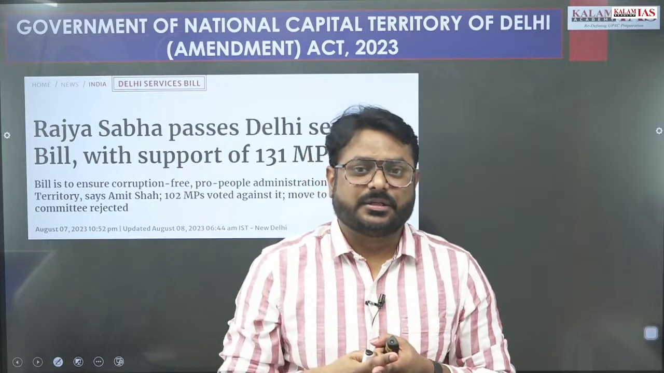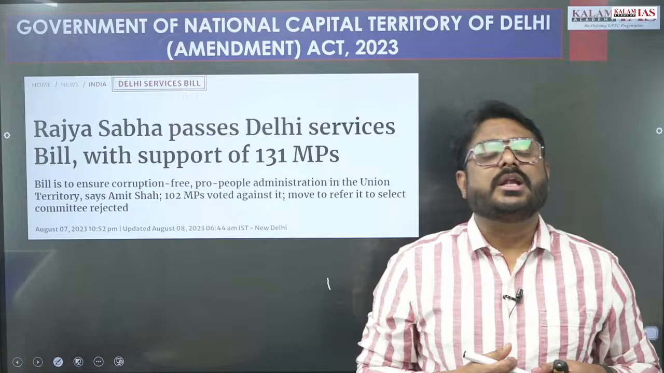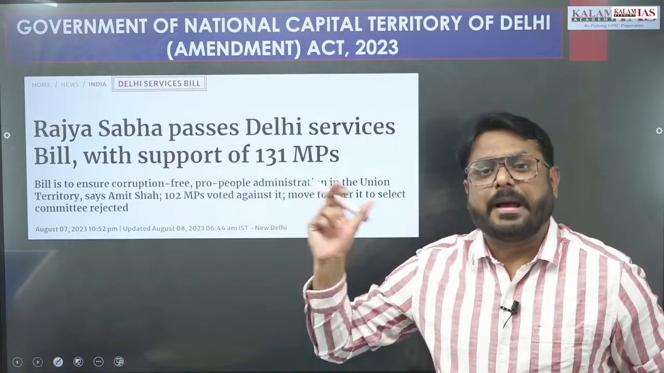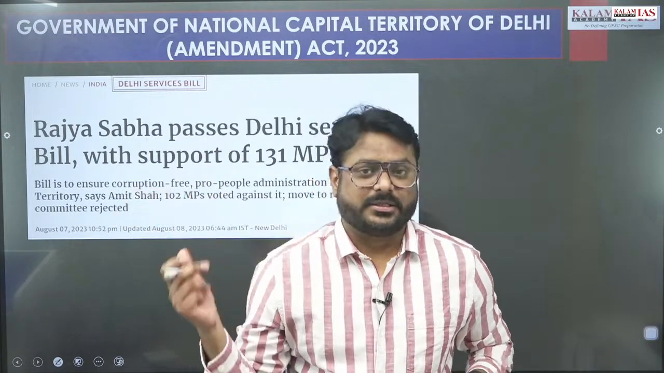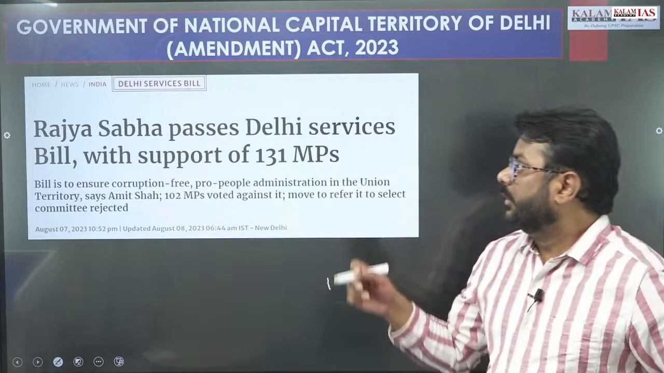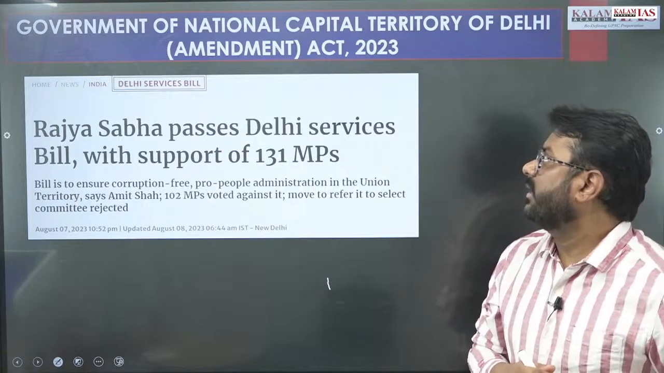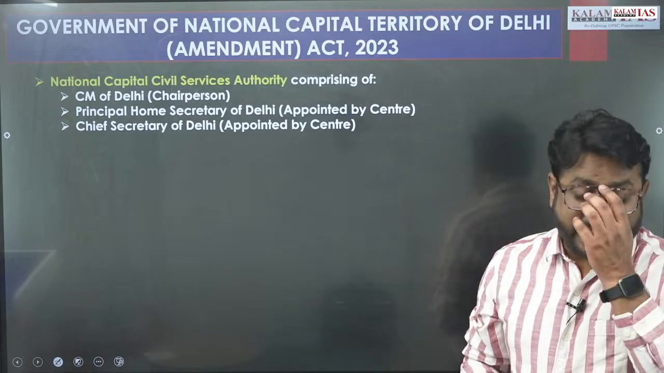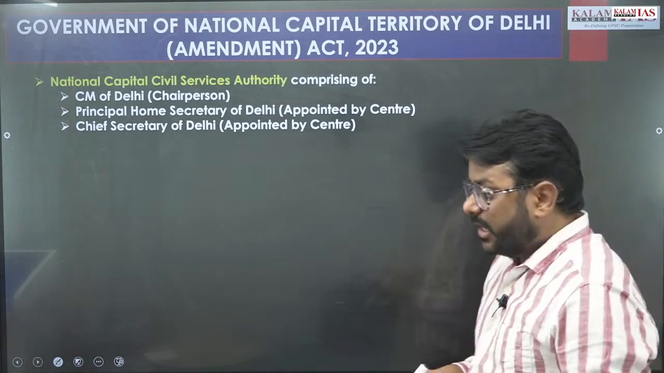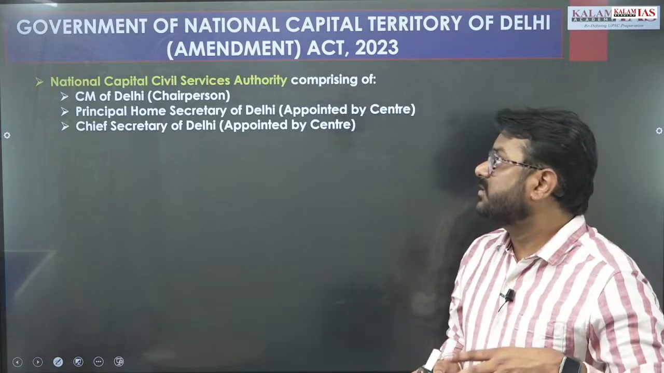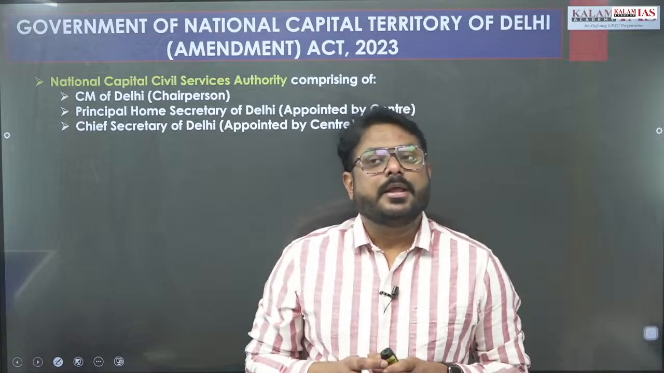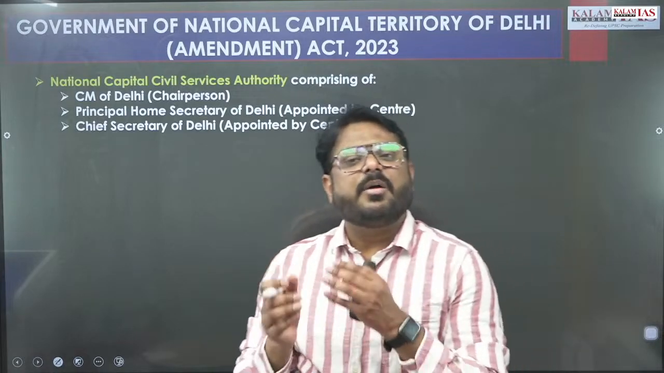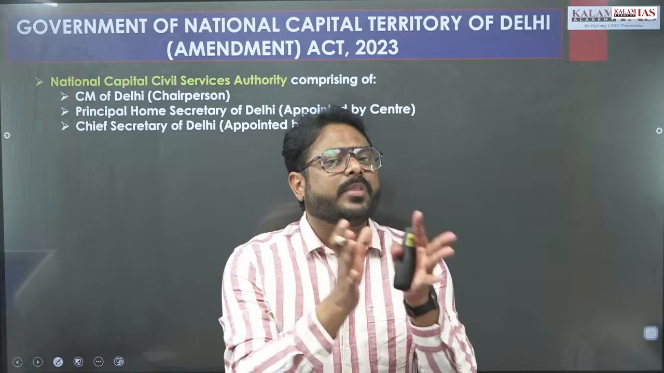Then this bill has been passed, because Delhi is a union territory, though it has some legislative assembly, right, but they do not have all the powers. The legislative assembly does not have all the domains, right. So this Government of National Capital Territory of Delhi Amendment Act 2023 has been passed through the Parliament. What is inside the Act? In the Act there are provisions to make a National Capital Civil Services Authority. What will this authority be doing? This authority will be dealing with the transfer and posting of various civil servants who are working inside Delhi, right.